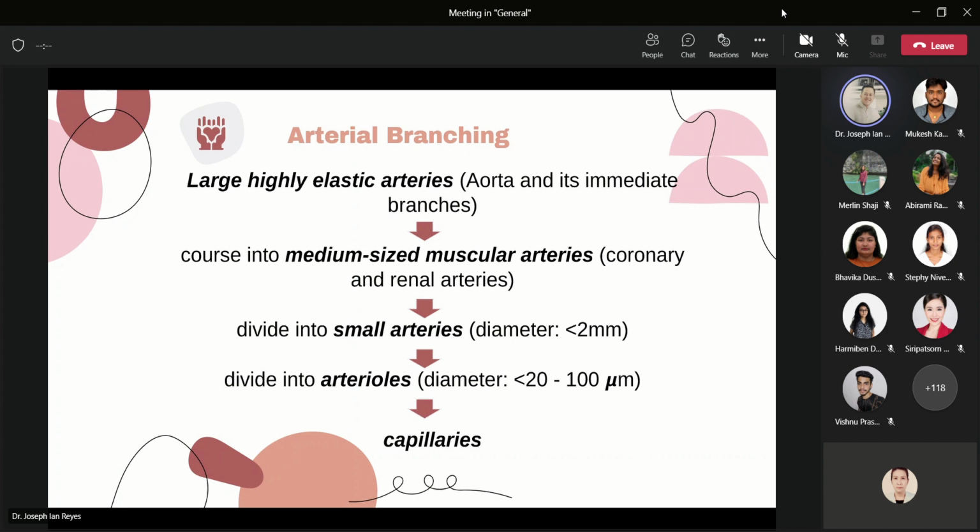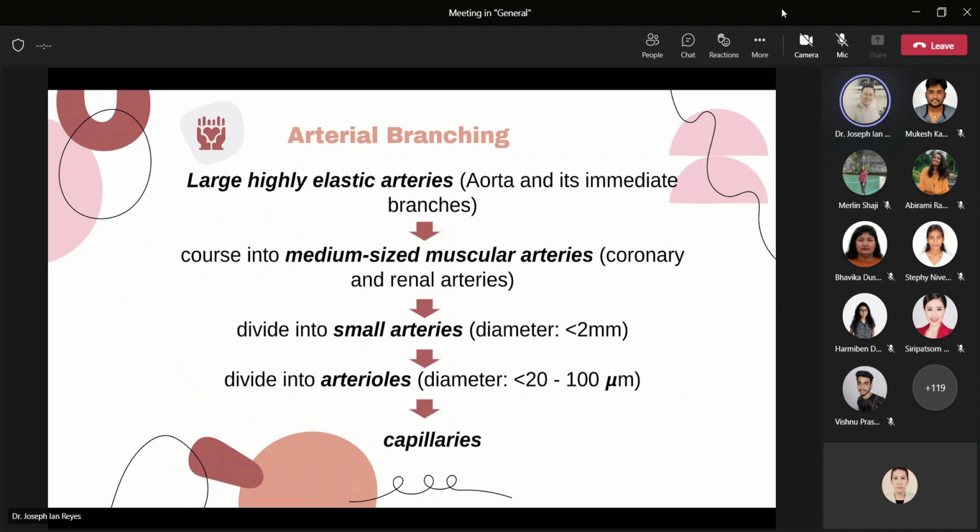From our heart, the greatest pressure of blood goes out. So the arteries receiving it will be the larger, stronger arteries. Then as it goes through our body, it becomes smaller and smaller because the pressure also goes down, right? So the anatomy and size vary according to their distance from the heart. The aorta and its immediate branches are large and highly elastic. Then from the aorta, it goes into the medium-sized muscular arteries as the pressure goes down.